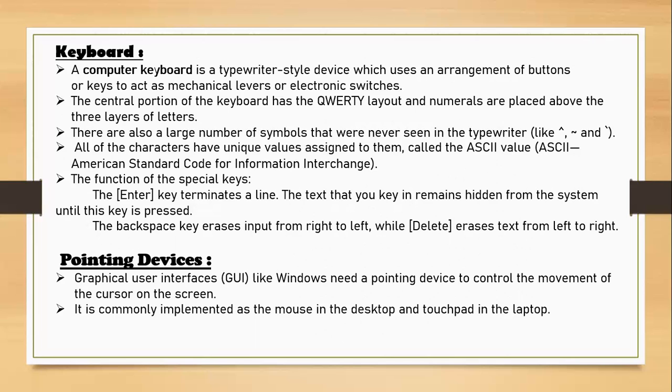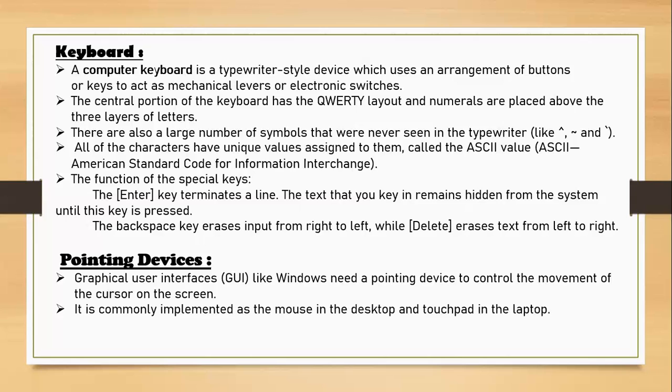The function of the special keys: the enter key terminates a line. As far as ASCII codes are concerned, the ASCII code for capital letter A is 65, capital letter B is 66, and it continues. Capital letter C is 67. ASCII code for small a is 97, small b is 98, and the keyboard also contains other special symbols. Each character has a unique value.